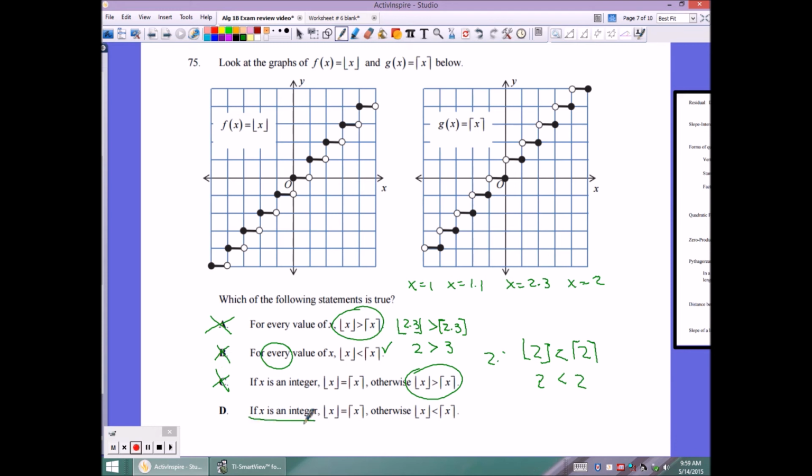But for an integer, that means if I just plug in a 2, then they're equal. Otherwise, the floor function is going to be less than the ceiling function. So this one would be our correct answer. D is the correct answer.